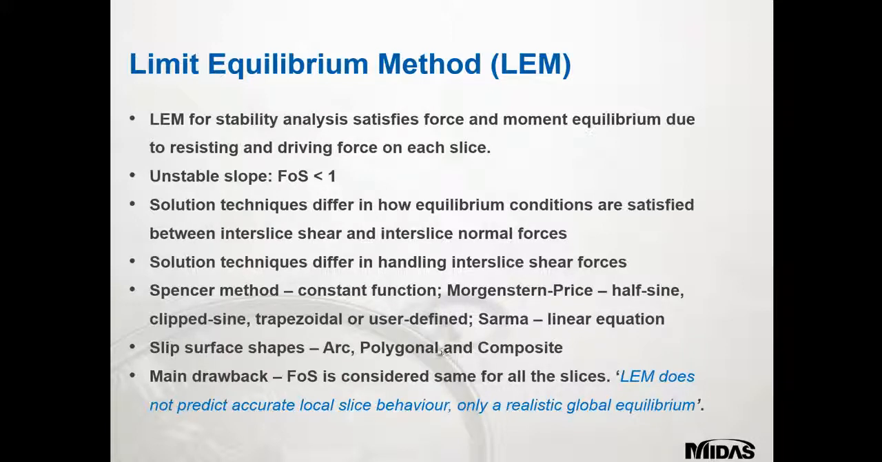One of the major drawbacks of the LEM, or the limit equilibrium method, is that it assumes one constant value of the factor of safety for all the slices. Therefore the LEM analysis does not predict accurate local slice behaviour such as the normal stresses, things like that. For the global equilibrium, all the inconsistencies are smoothened out in the algebraic sum and hence global factors of safety can be obtained with a good degree of confidence.